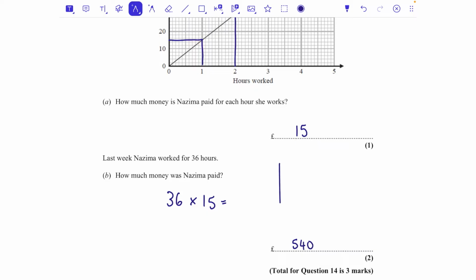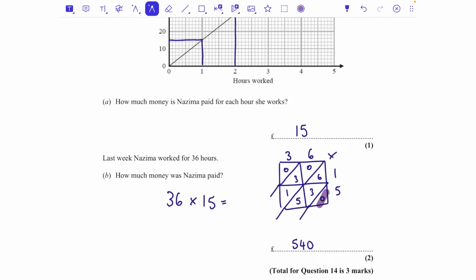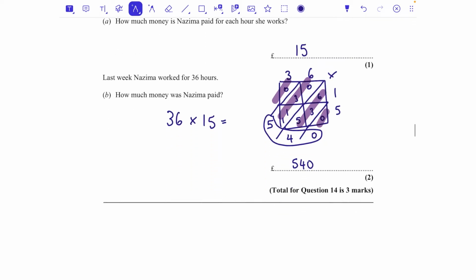If you didn't have your calculator, my favourite method for this would be to do the lattice method. 36 times 15. Split every box diagonally and make it a little bit longer somewhere to put your answer. 6 times 1 is 6, 6 times 5 is 30, 3 times 1 is 3, and 3 times 5 is 15. And then you just add down each diagonal section. So we've got 0 there. 6 add 5 add 3 is 14, so 4, carry the 1 into the next section, and 0 add 3 add 1 is 5. So there we go, you also get an answer of 540.